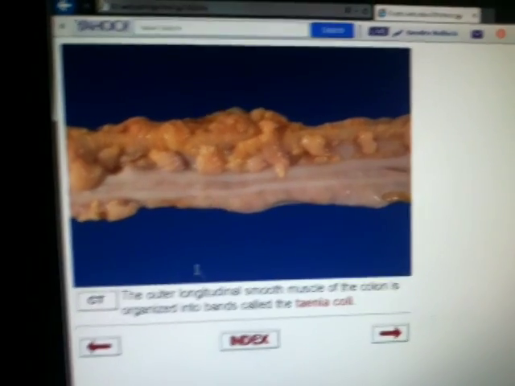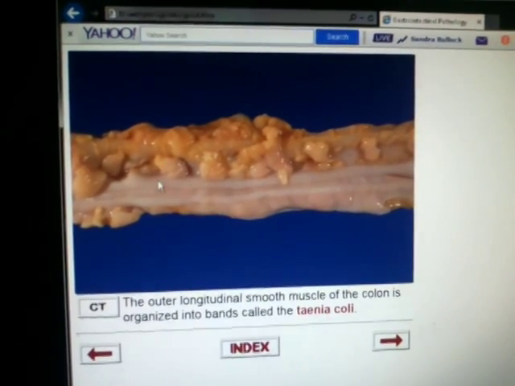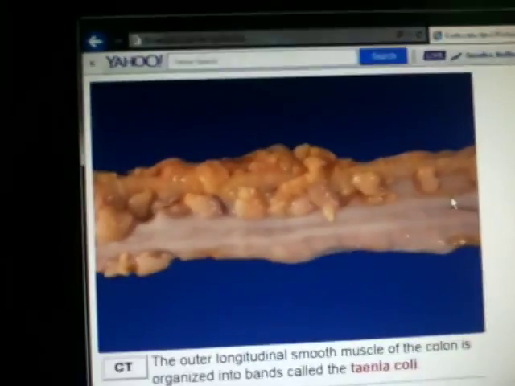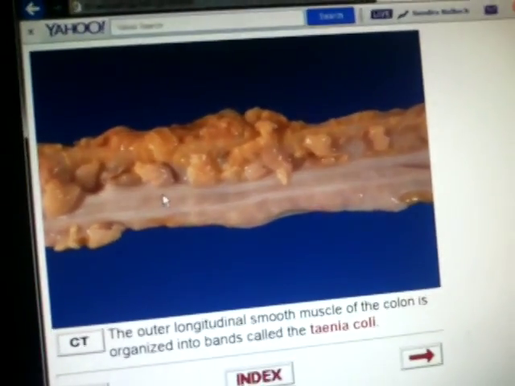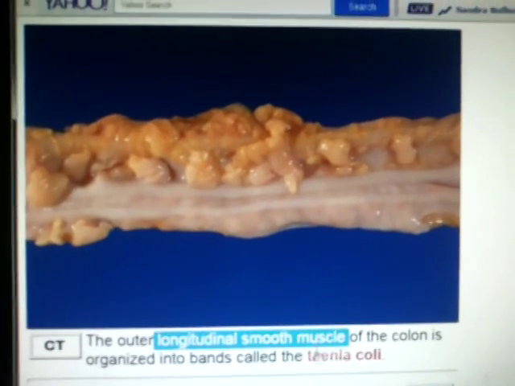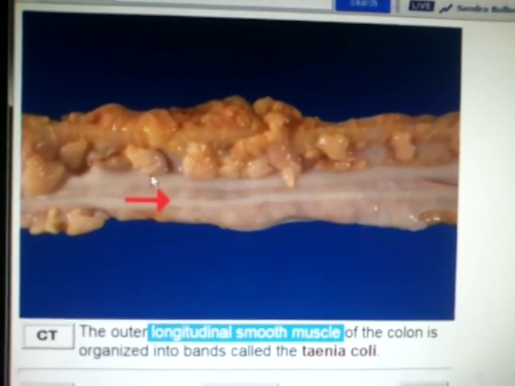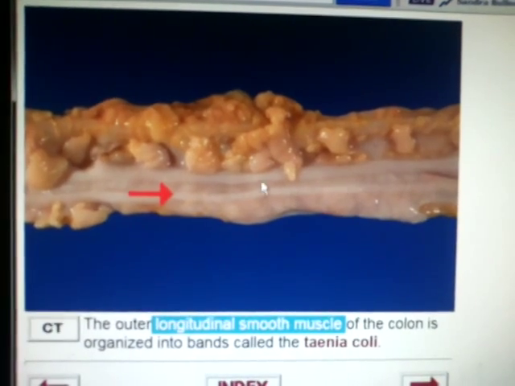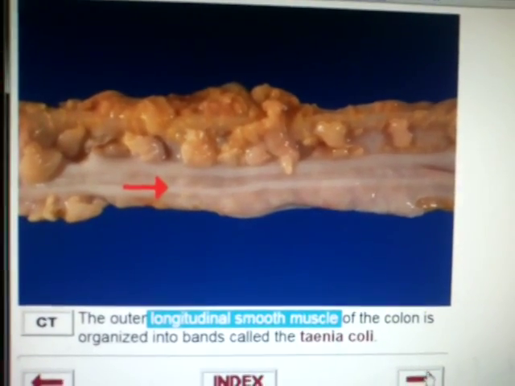This is the normal structure of the outer layer of the colon, which is a thickening of the longitudinal smooth muscle. A thickening of the longitudinal smooth muscle will lead to the formation of taenia coli. This is the white linear band.